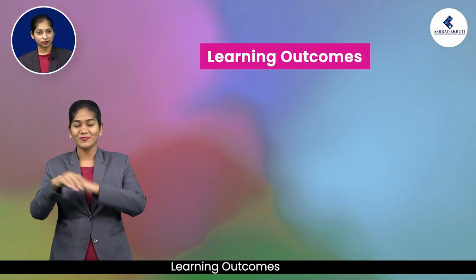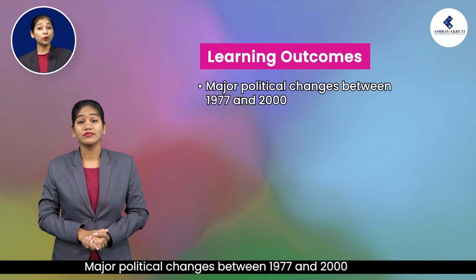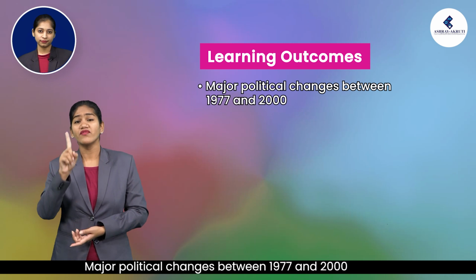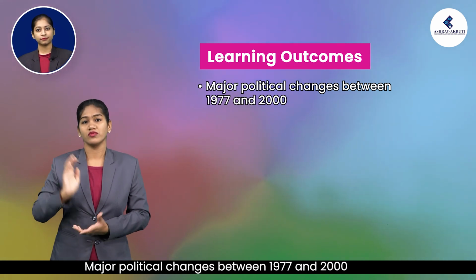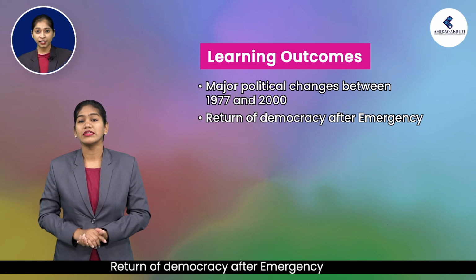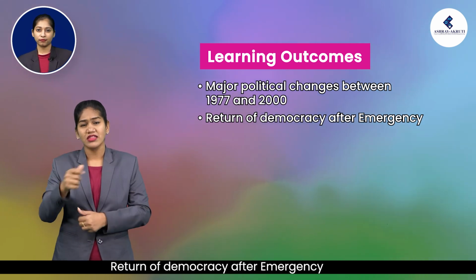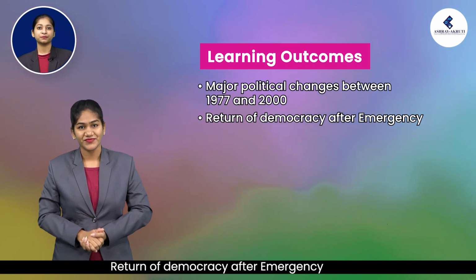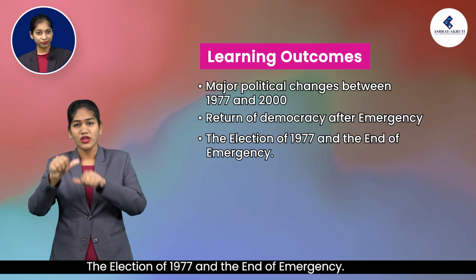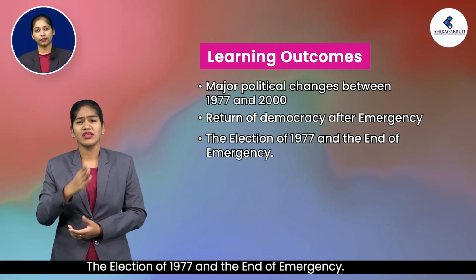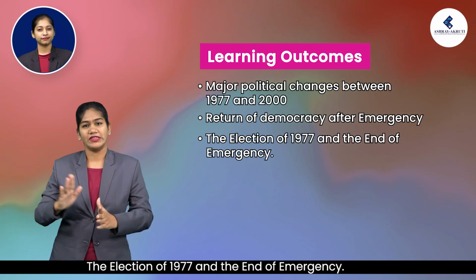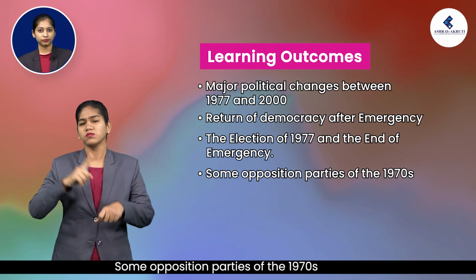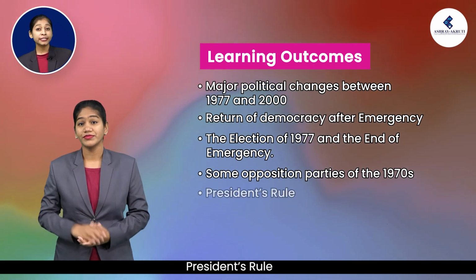Learning outcomes. Major political changes between 1977 and 2000. Return of democracy after emergency. The election of 1977 and the end of emergency. Some opposition parties of the 1970s. President's rule.